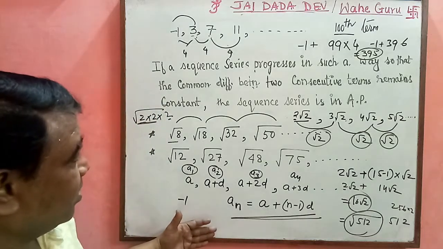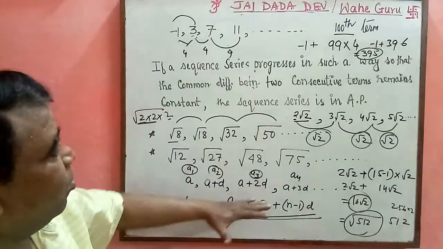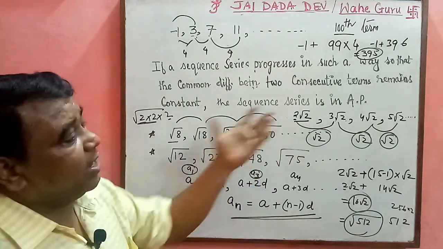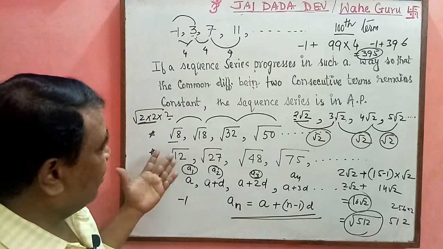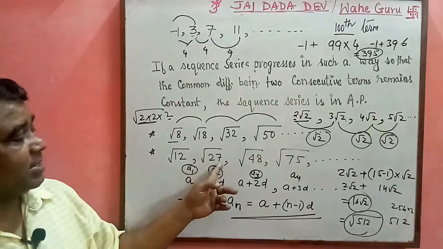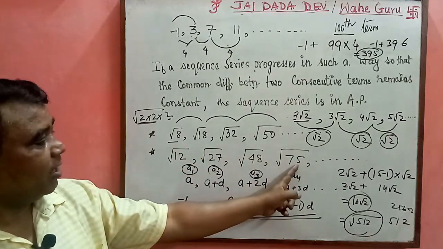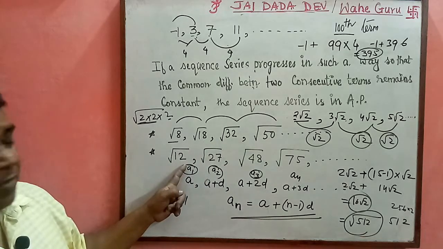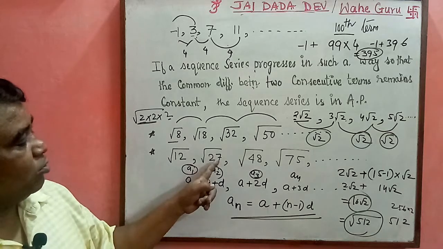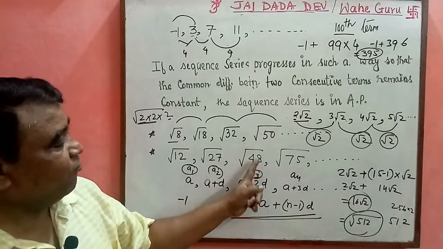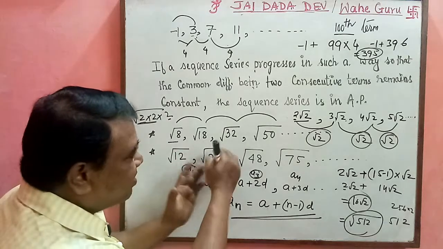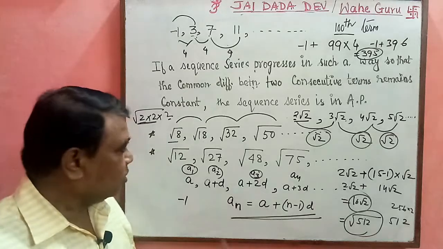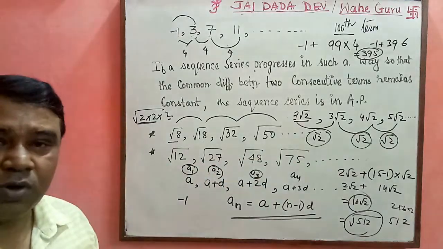Number 1, this one. And we have come to know about all these problems, where this is an AP and we can find any term of this AP. Likewise, this sequence is root 12, root 27, root 48, root 75. Here you see 4 into 3 is 12, so this is 2 root 3. Root 27 is 9 into 3, so 3 root 3. This is 16 into 3, so 4 root 3. So the common difference between these consecutive terms is root 3. So definitely this sequence is also an AP.